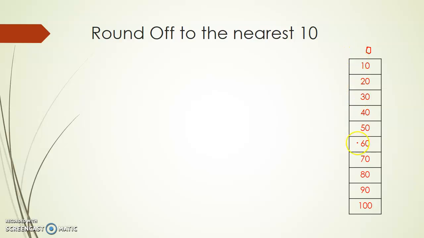This is how we count in tens. So our answer will be any one of these after rounding off. Let us look at a few examples and then see how to round off a given number. So let us round off 13. 13, round off here.